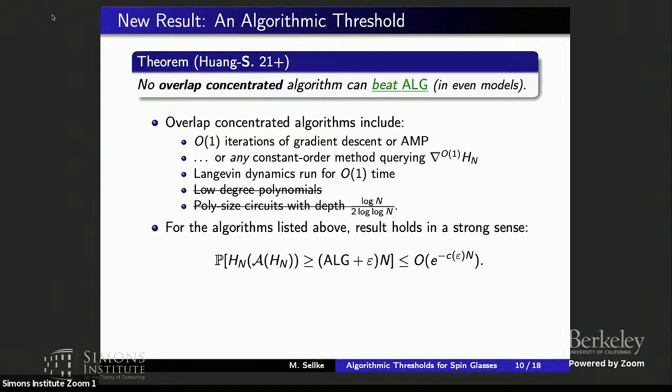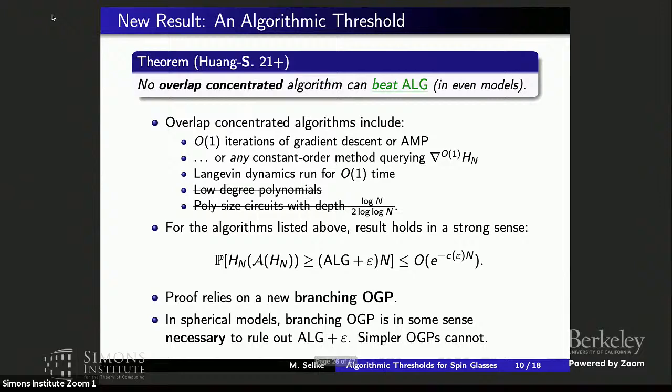Moreover, it holds in a strong sense. For all of these algorithms we can handle, we can actually rule out anything better than an exponentially small in n probability of getting better than alg. To give you some idea, this is the same, up to the constant in the exponent, as just ignoring the input entirely and guessing a random point. The proof is going to rely on a new branching version of the overlap gap property. And right at the end, as I'll try to explain a little bit more, we can show that in spherical models, we actually need to use this branching overlap gap property, and any simple OGP is not able to get all the way down to alg.